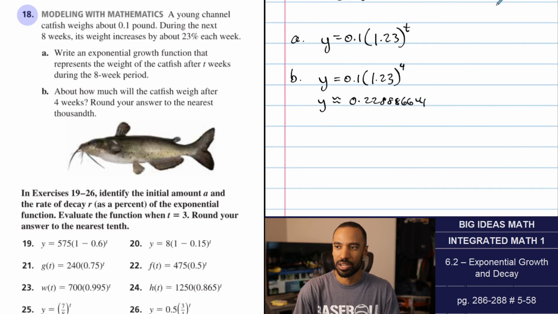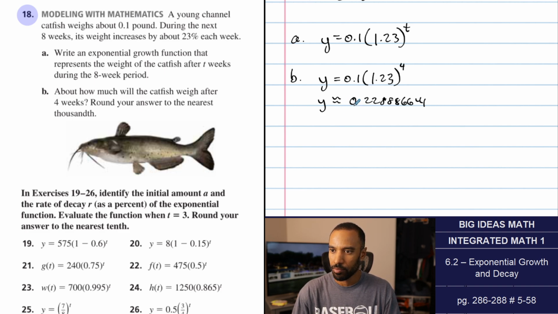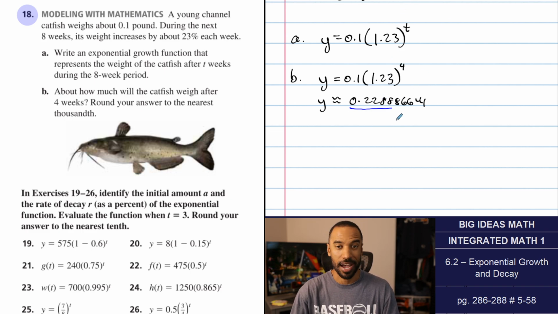86641. They want to round to the nearest thousandth. So in this case, look at these 4 decimals. If this is larger than 5, or 5 or more, then this will kick up to the next number. So this will be 0.229.